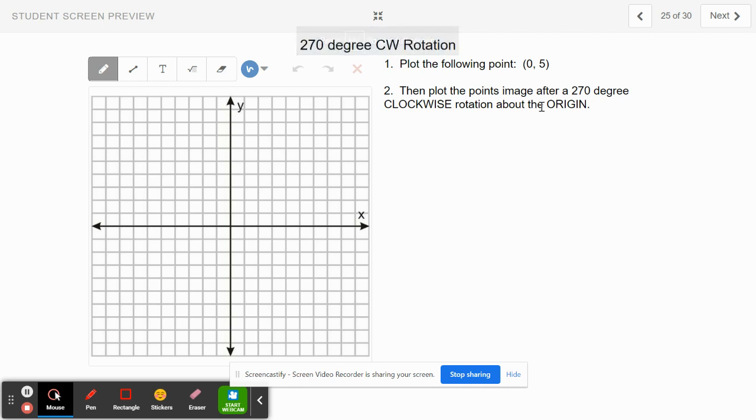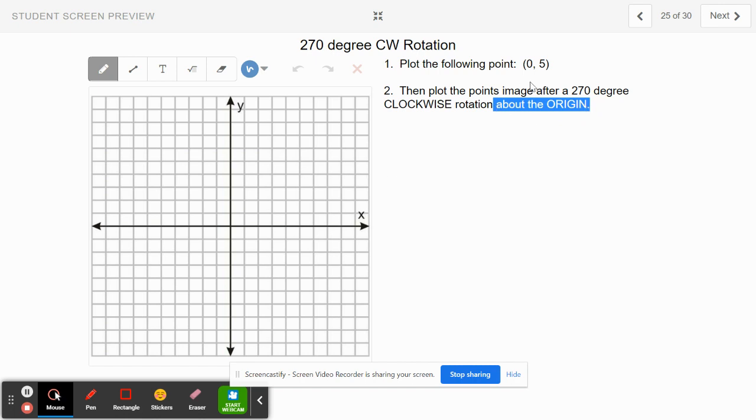Hey, we got a third rule here. Let's get after it. This time 270 degrees, so that's three sets of 90. So we're going to be rotating again clockwise, and we're going to take a point and rotate it about the origin. That's the key. For these rules, it only works if it's about the origin.